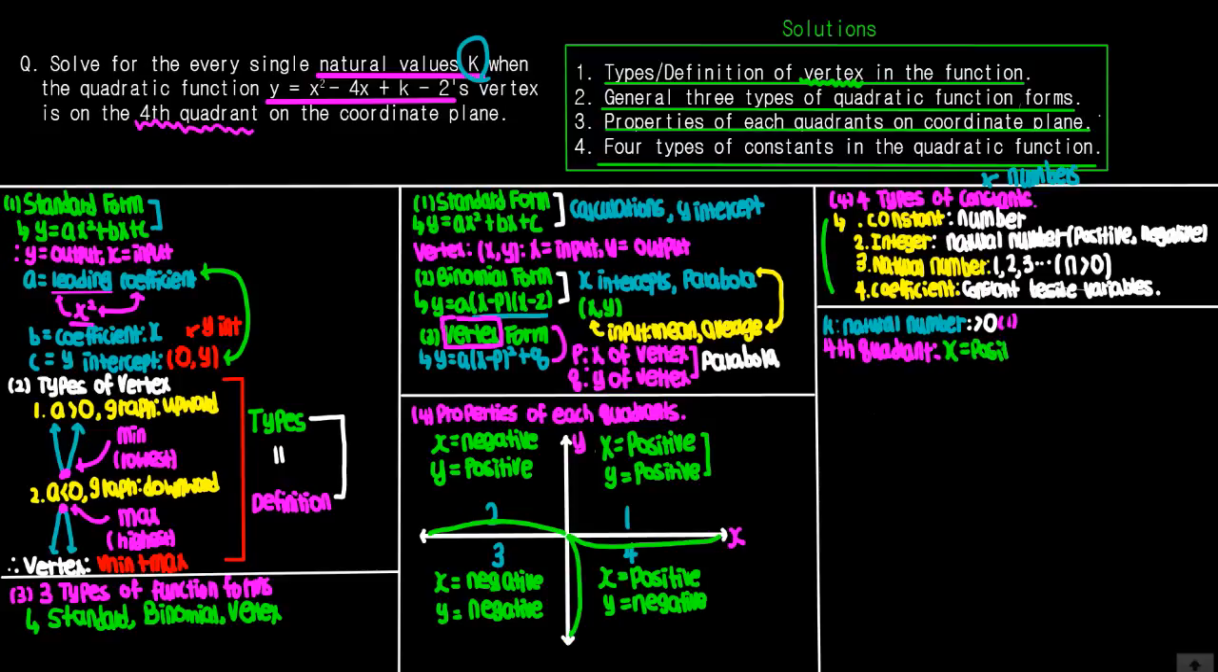When our input is positive, our output is negative. This is our second properties or information that are given. So first of all, let's think about the vertex of our quadratic function, y is equal to x squared minus 4x plus k minus 2.